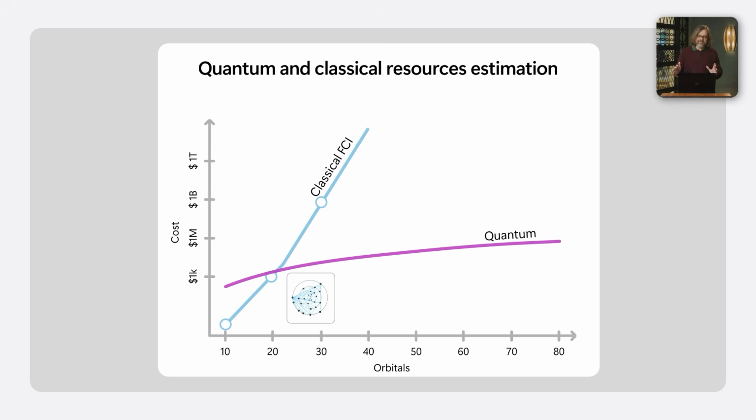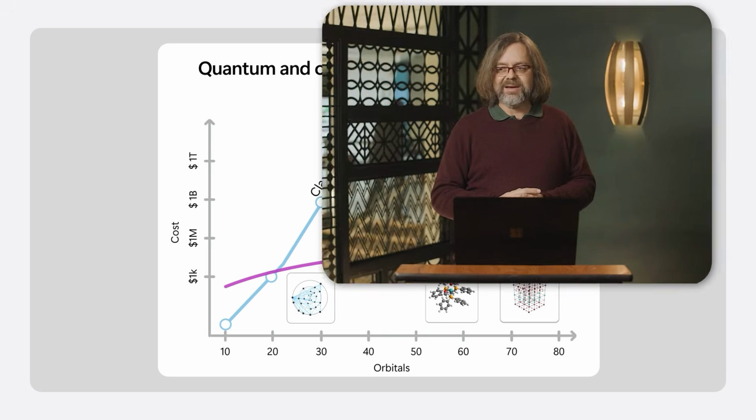Well, quantumly, the cost goes quadratically, cubically with the problem size, and the goal is to keep it in the range of thousands of dollars, and then we can do much bigger systems accurately with quantum hardware, in a range where it's just no longer possible classically.